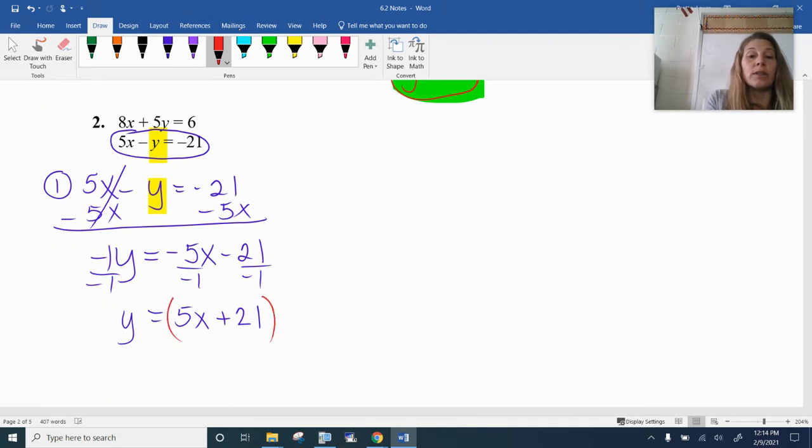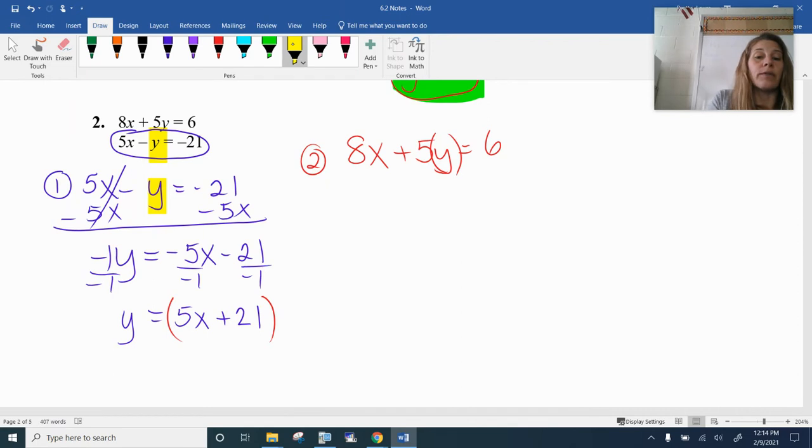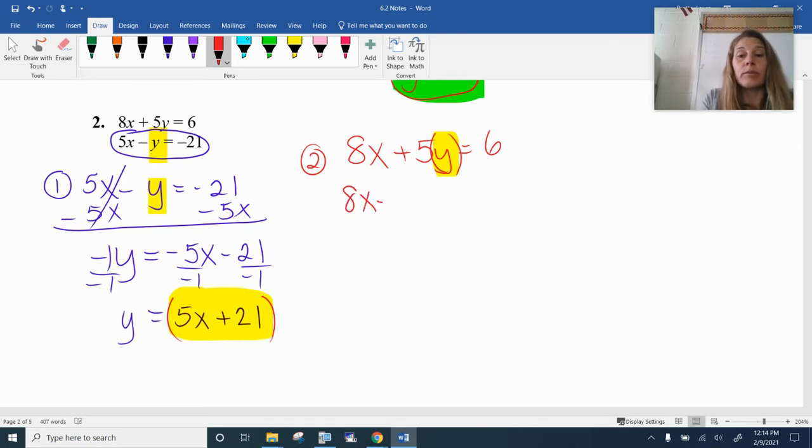So now, since we used our second equation for step 1, for step 2, I'm going to use my first equation. And I'm going to substitute in the y. So this 5x plus 21 expression is going to be substituted in for y this time, because that's what we had found by itself. So 8x plus 5, make sure you use parentheses when you substitute in the expression 5x plus 21.